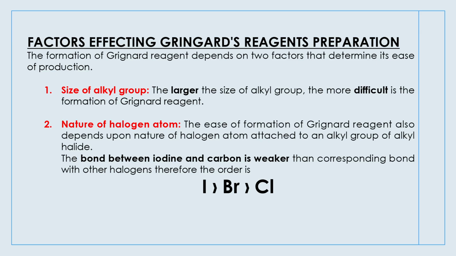Which means that if we want to prepare Grignard reagent, the alkyl groups we select could be either methyl or ethyl. The reaction is more feasible, and the preparation is much better and easier. And for the halogen atoms, the preferred halogens that will give you an easy reaction will be chlorine and bromine.